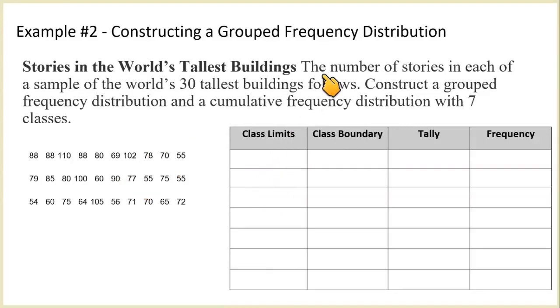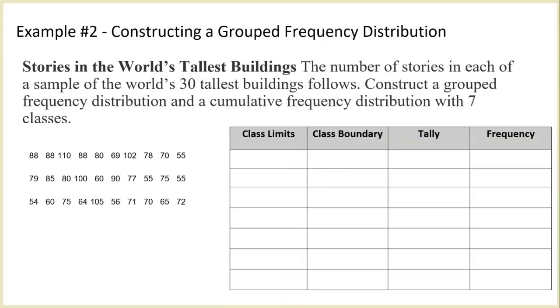So in the problem, it says the number of stories in each of a sample of the world's 30 tallest buildings follows, and we want to construct a grouped frequency distribution and a categorical and a cumulative frequency distribution. That we're actually going to do later in the next section. So in this section we're only focused on constructing either a categorical distribution, which we just did, and then a grouped frequency distribution. This tells us we want to construct it with 7 classes, and that's what this table represents. This blank table we're going to complete together.